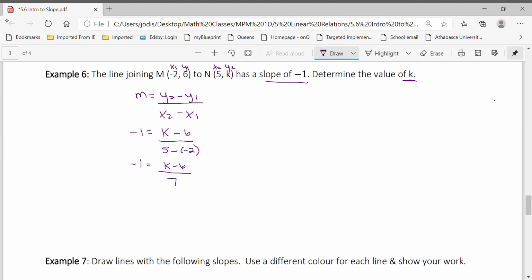We want to get rid of this denominator here, so multiply both sides by 7. So negative 7 equals k minus 6. We need to move that 6 over, make it positive, and now k equals negative 1, right? So we can say, therefore, k equals negative 1, and point N would be 5, negative 1. Right? We could also check this using left side, right side.